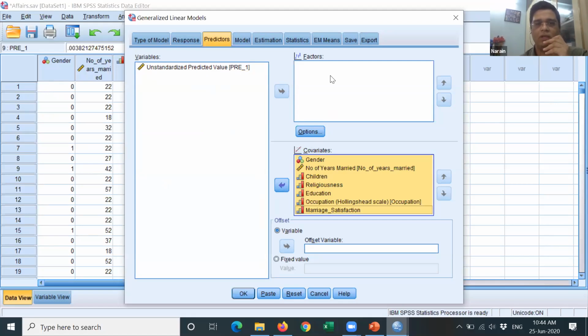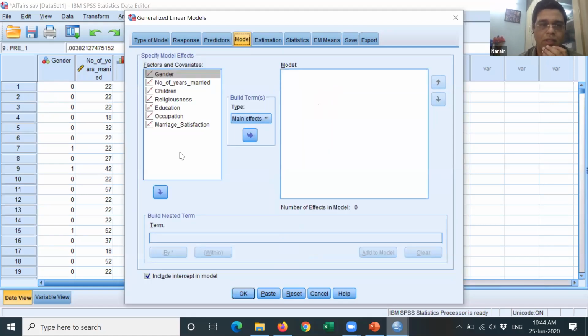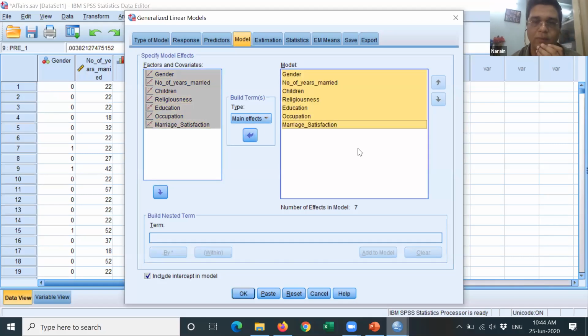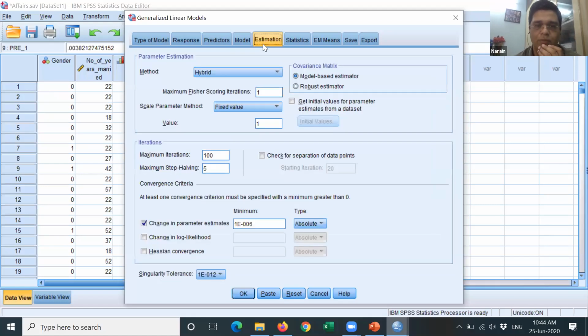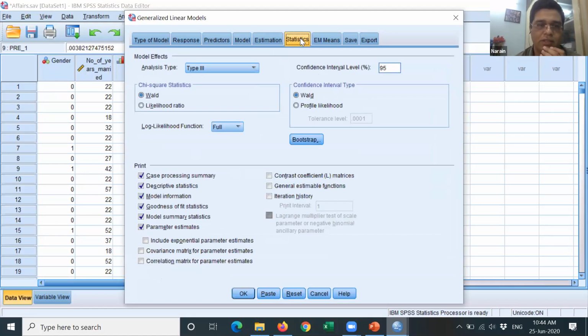Factors would be used if you have a dummy variable with more than two categories, which could be classified as a factor. That may not be applicable for our case, so I take all the variables here, go for model, pick all the variables, put them into my model, and go for estimation. I'm not changing anything. On the statistics, I'm having all these values. You can include the exponential parameter estimates as well. And I'm not changing much in this case.